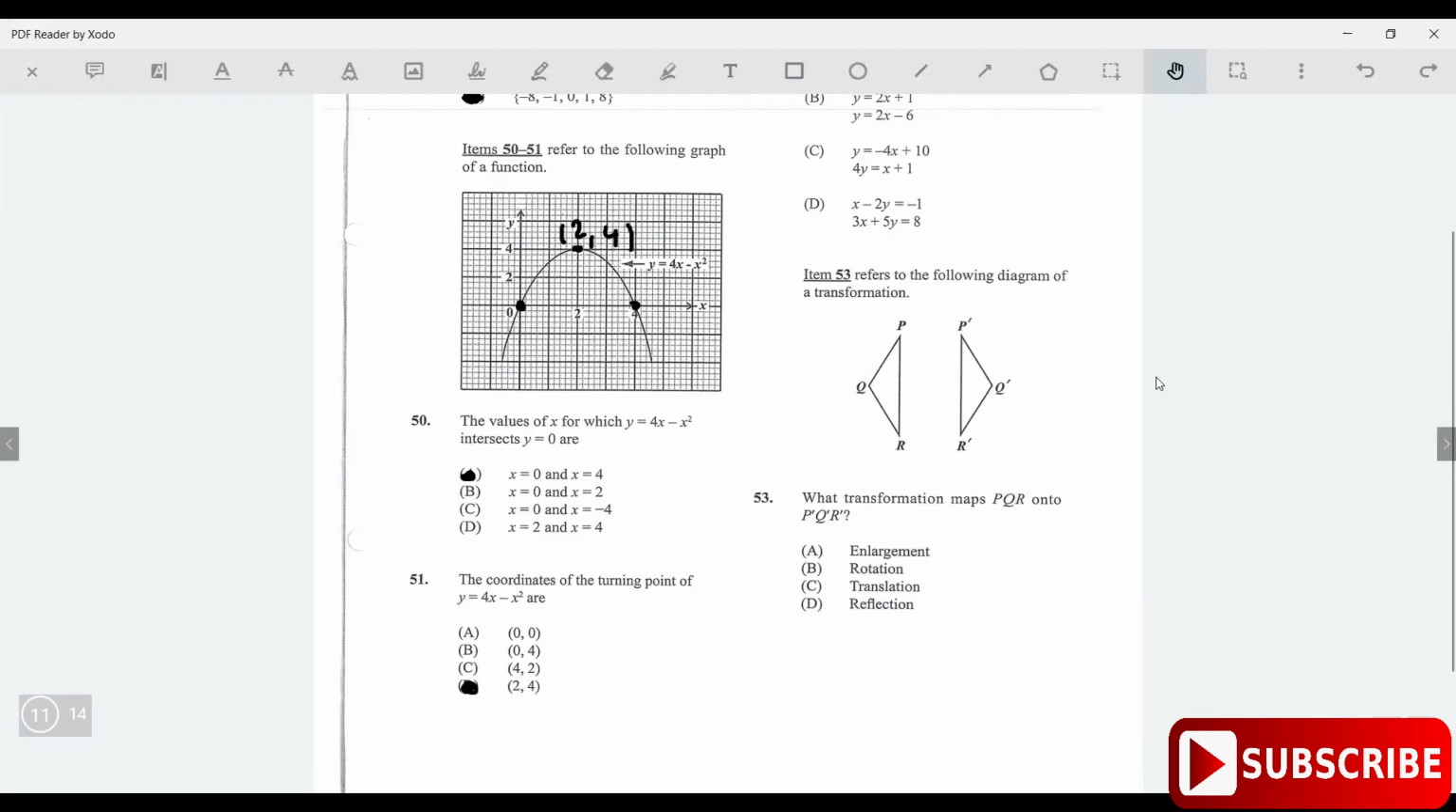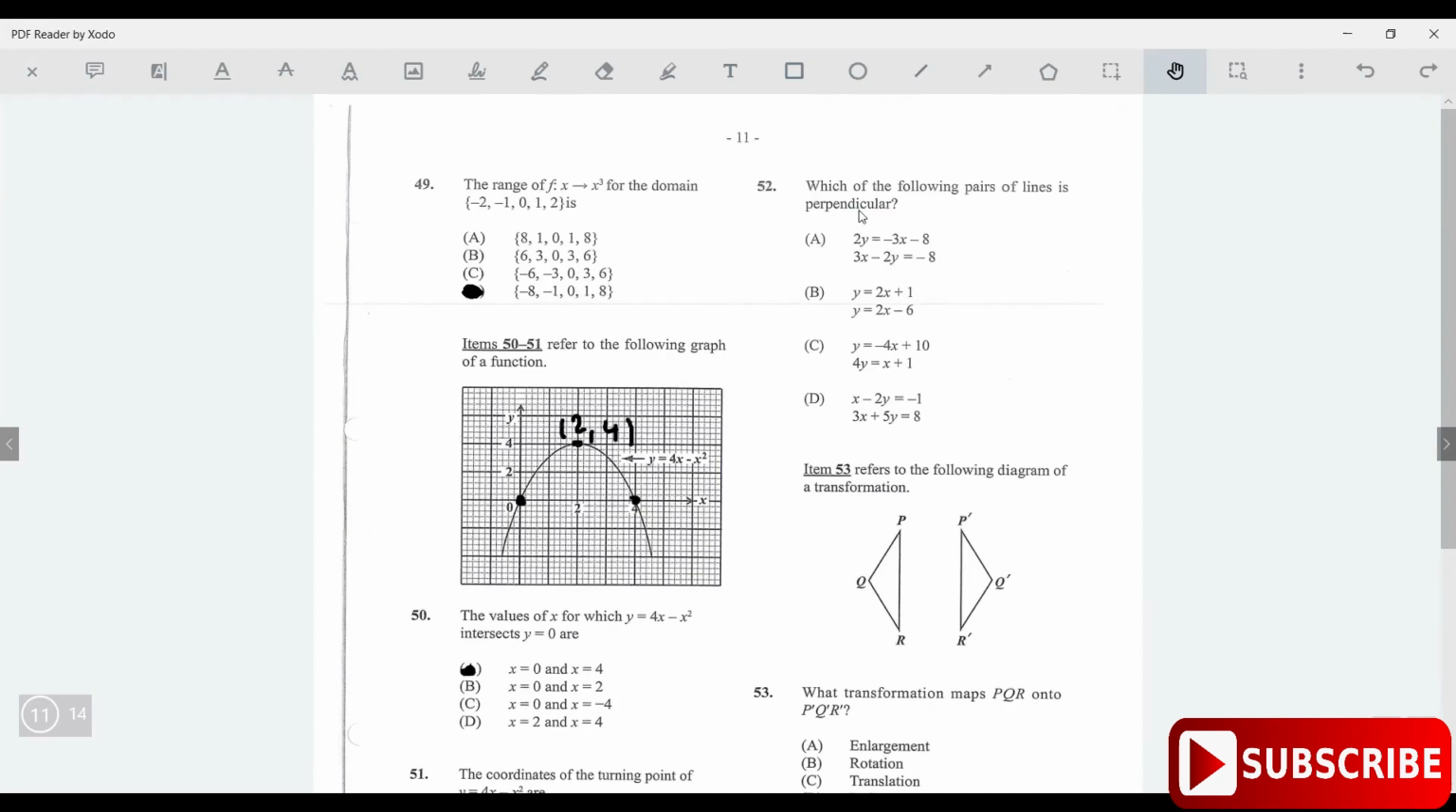Moving along. Which of the following pairs of lines are perpendicular? Two lines are perpendicular if the product of their gradient is -1. Clearly these two. Option B is parallel because they have the same gradient of 2. Let's check out option A.